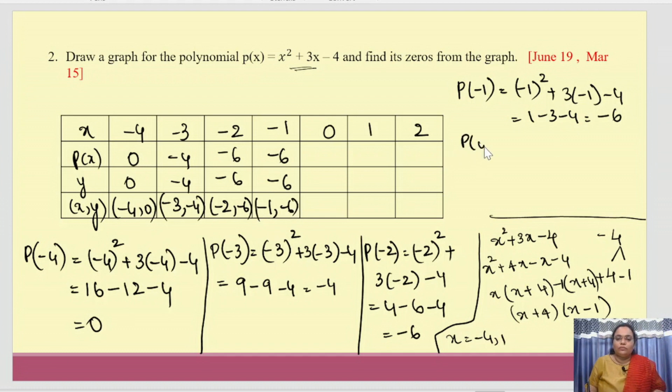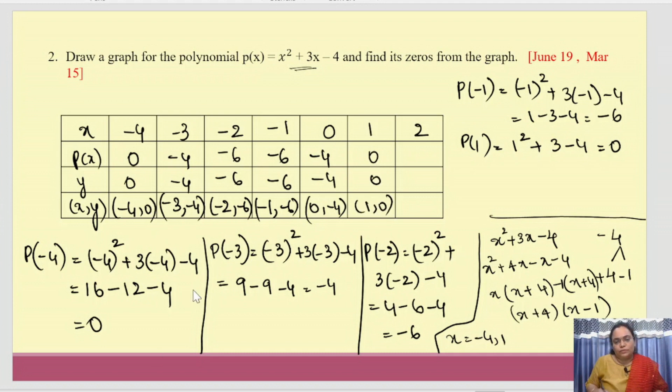And for P of 0, this will be 0, this will be 0, which is minus 4. Which is 0 comma minus 4. And for P of 1, this is 1 square plus 3 of 1 is 3 minus 4, which is 0. So this is 0. Coordinates will be 1 comma 0. And for P of 2, 2 square is 4 plus 3 of 2 is 6 minus 4, which is 6. The coordinates will be 2 comma 6.